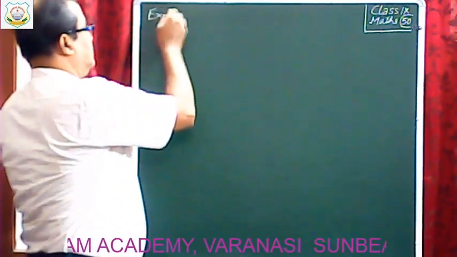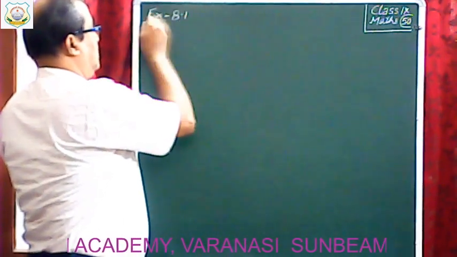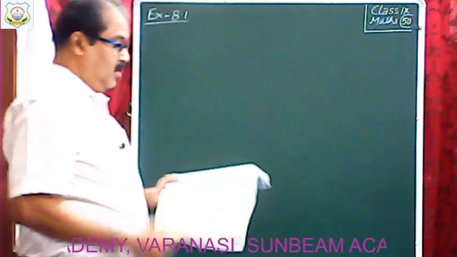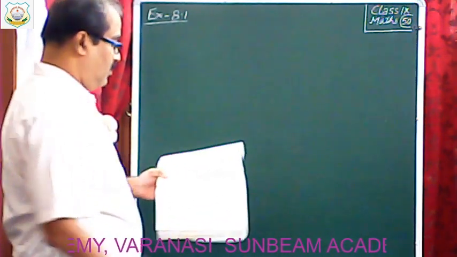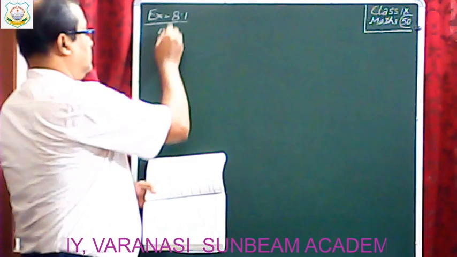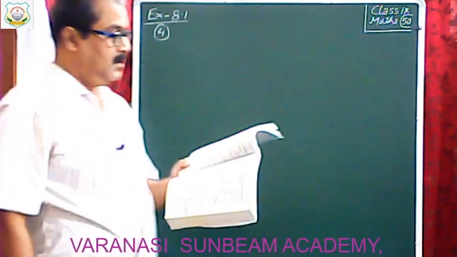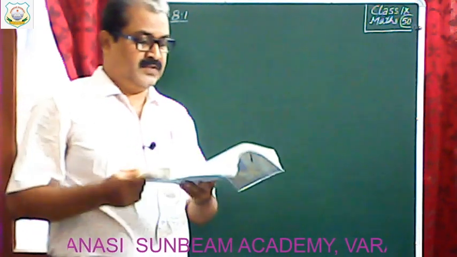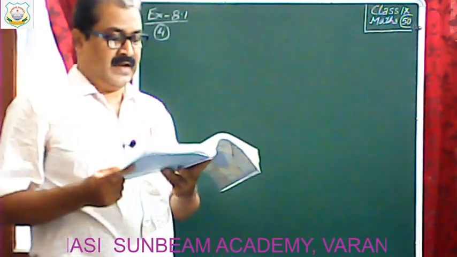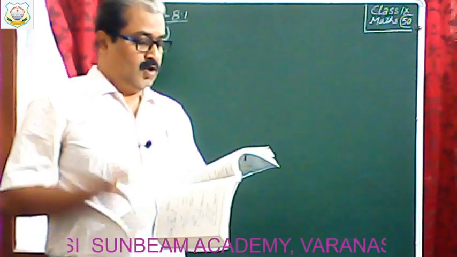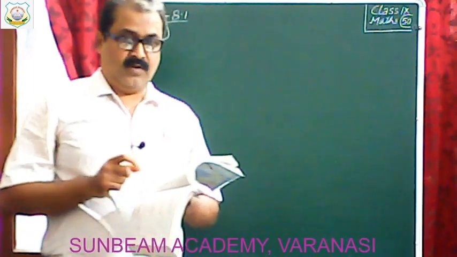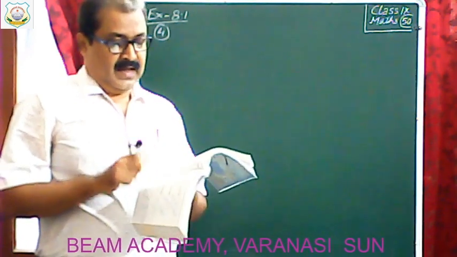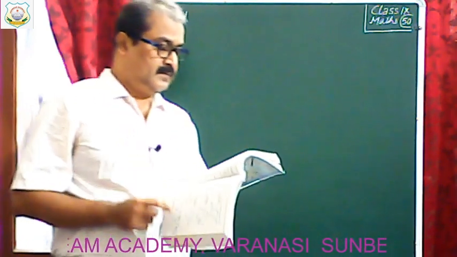Exercise 8.1 is going on. Up to question number 3 you have done. Now come to question number 4. Show that the diagonals of a square are equal and bisect each other at right angles.